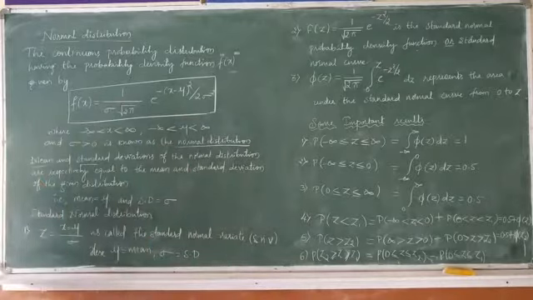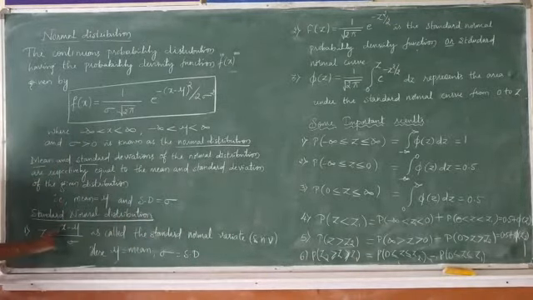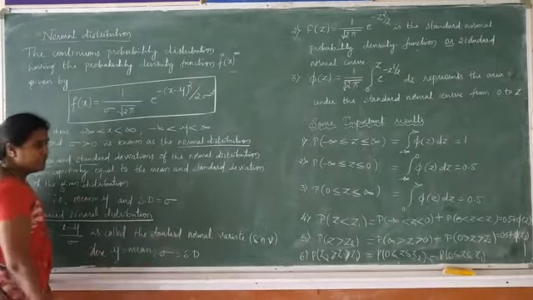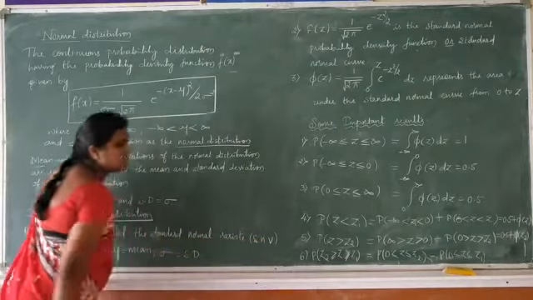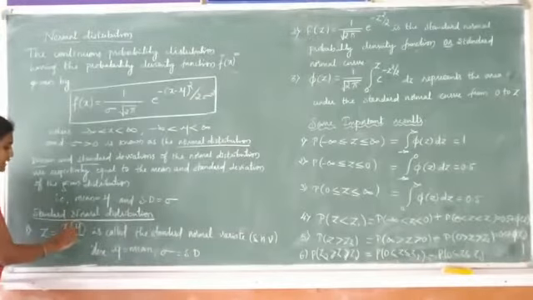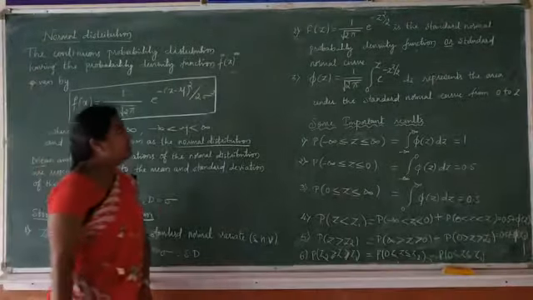Let's have some standard normal distributions. First one, z equals x minus mu upon sigma, is called the standard normal variate. This is also written as SNV, standard normal variate. Here mu is the mean, sigma is the standard deviation.